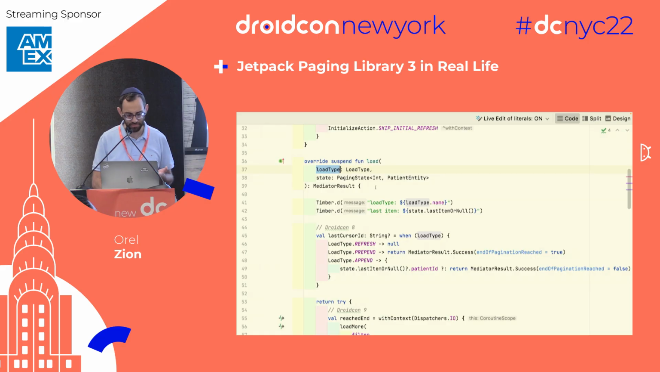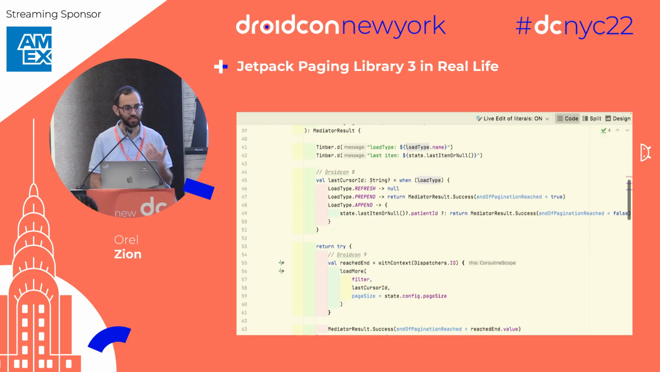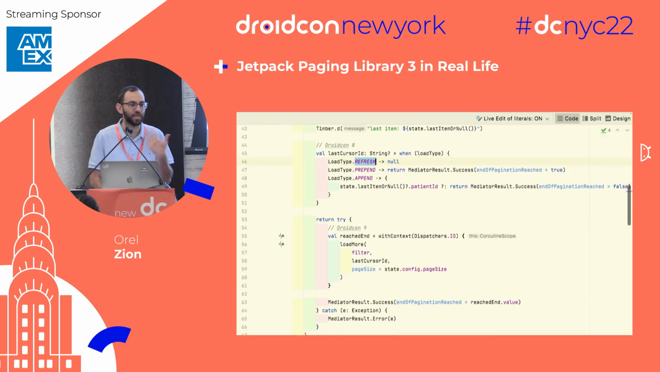The load type can be either a refresh, which is when the user refreshes the list, or maybe the first load. First load and refresh are basically the same thing. We have what we call a prepend, which I don't use, which is if you want to scroll back in time, scroll up, not down. I don't use it, but if you do, you have it. And the append, which is to append to the list, to fetch new pages or something like this.